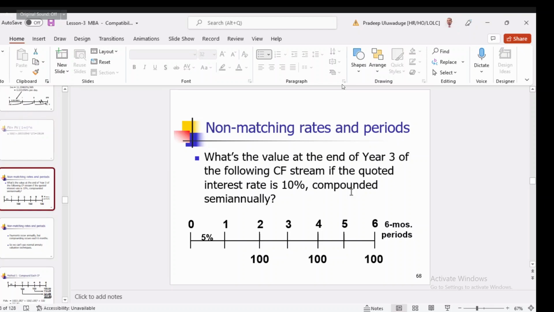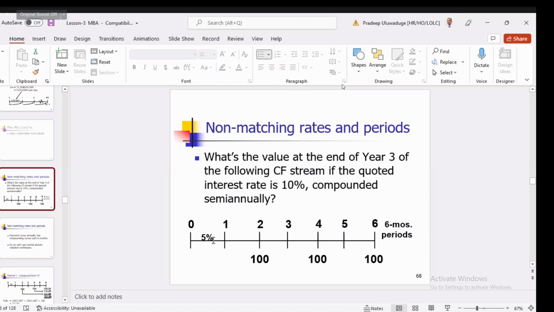The quoted interest rate is 10% compounded semi-annually. Since it's semi-annual, the year has been divided by 2, but cash flows occur on an annual basis. 2 semi-annual periods mean 1 year. End of year 1 you get 100, end of year 2 you get 100, and end of year 3 you get 100. But funds are being compounded on a semi-annual basis. So what are you supposed to do?